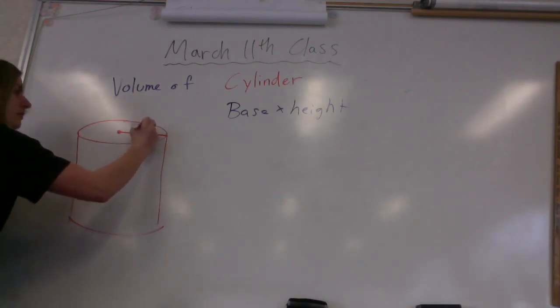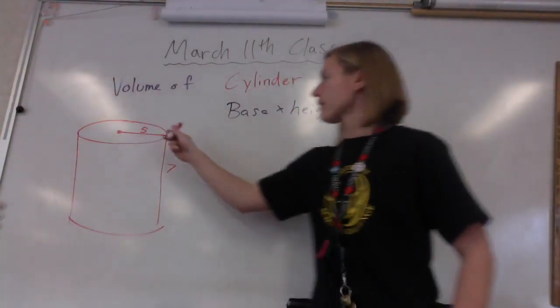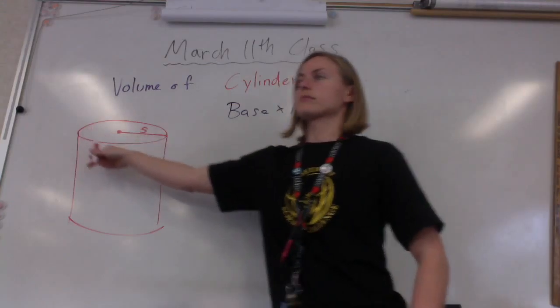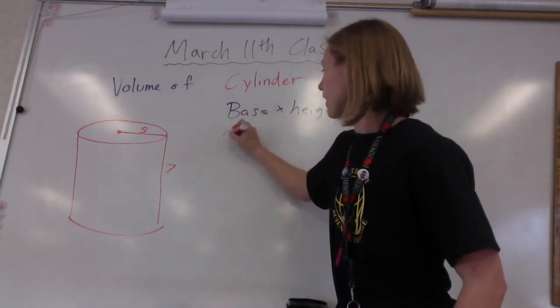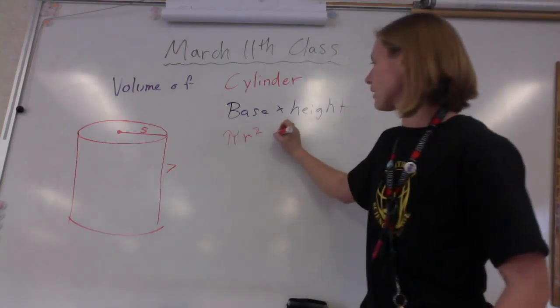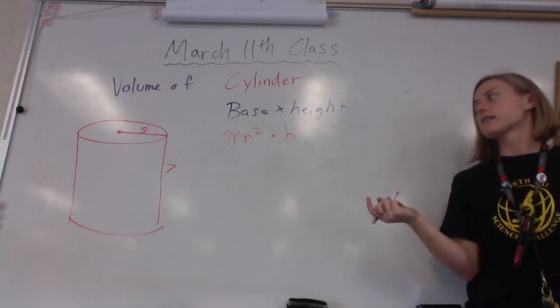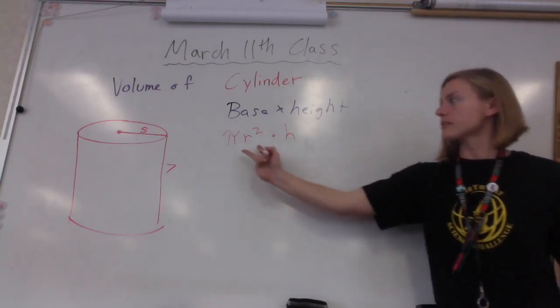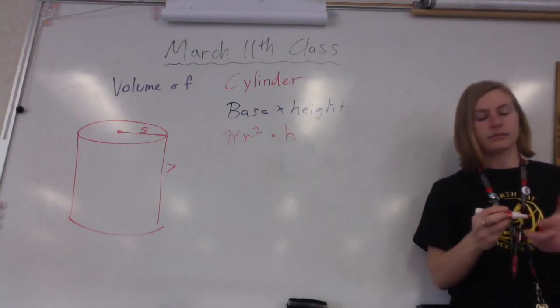Oh, pi times radius squared, and then just times the height. So how do I find the area of that circle? Caitlin? So your base is going to be pi r squared, and then you're just going to be multiplying it by your height. And that's the formula you should remember from class. Because your base is going to be that circle, and then just multiply by height. It's that simple.